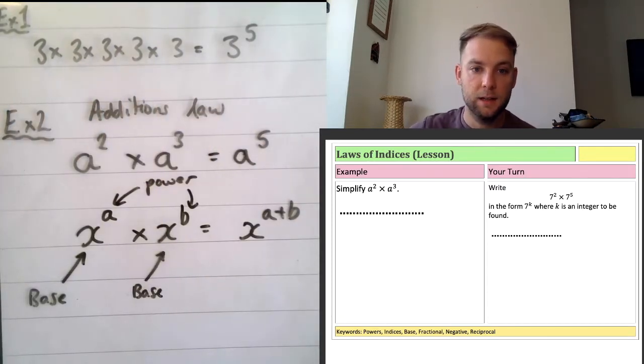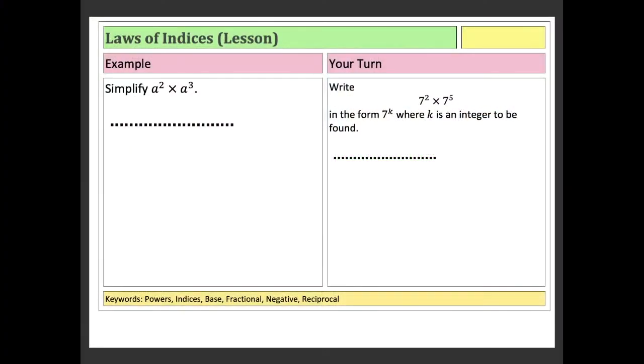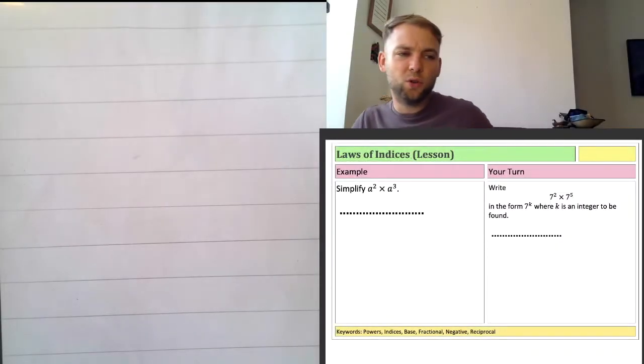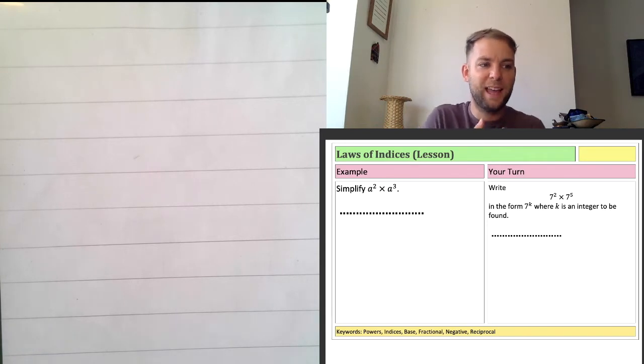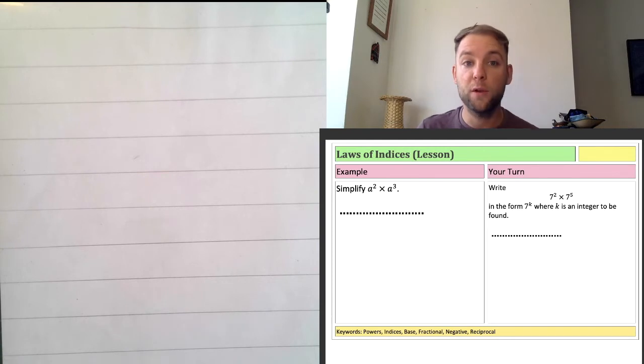Then we're going to pause, and I want you to have a go at that one on the right hand side. So pause now and have a little go at that one. Notice that this one does look a little bit strange, because it's like, what's this x to the k, where k is an integer? Now remember, an integer is just any whole number. So although they've written it like that, it's exactly the same question.